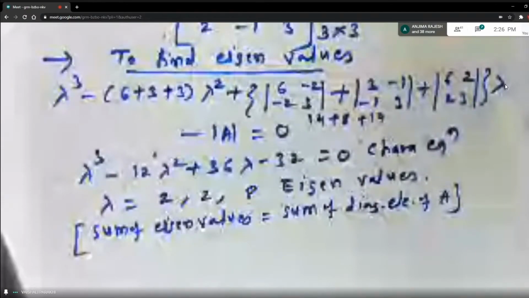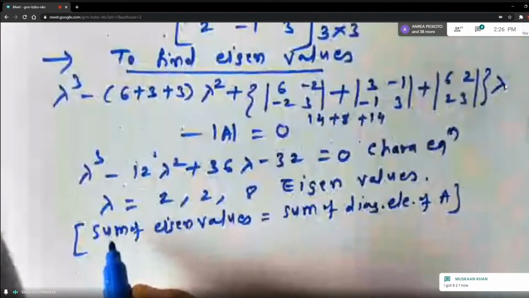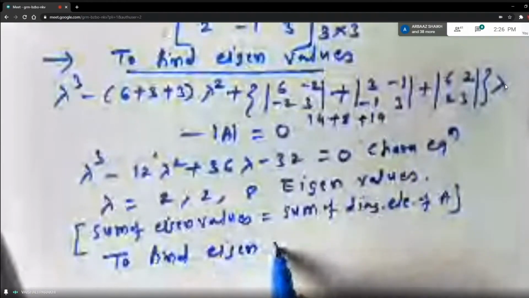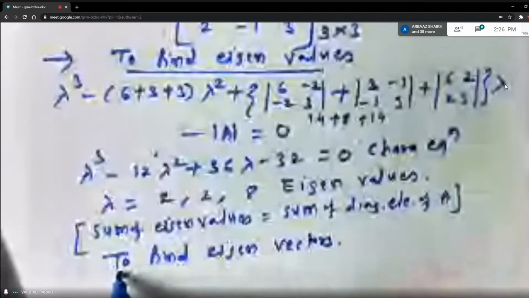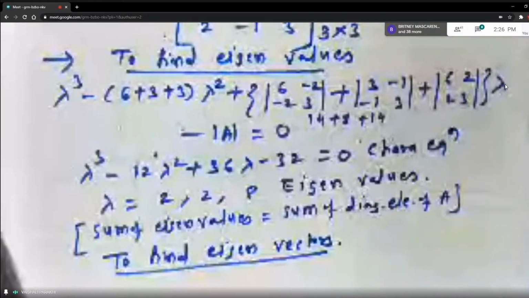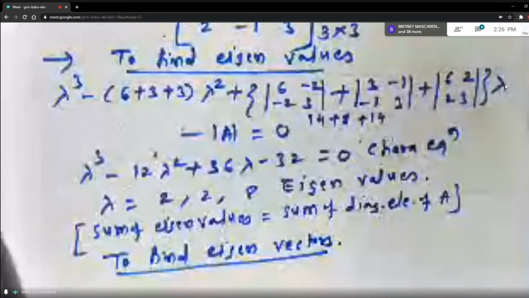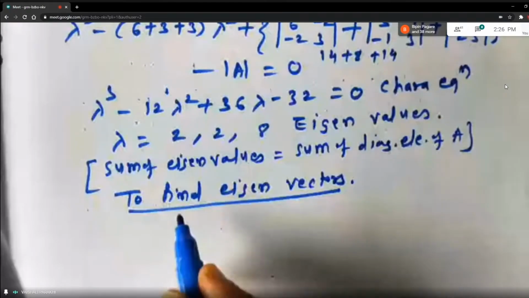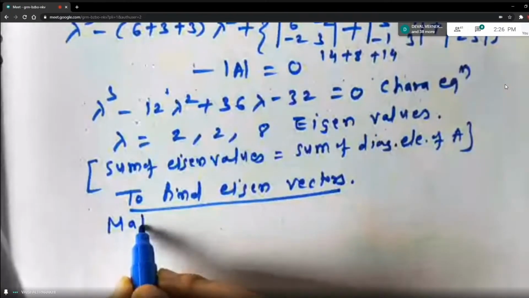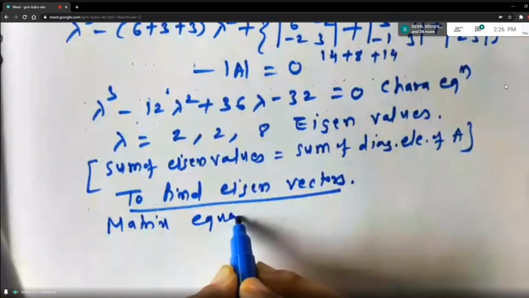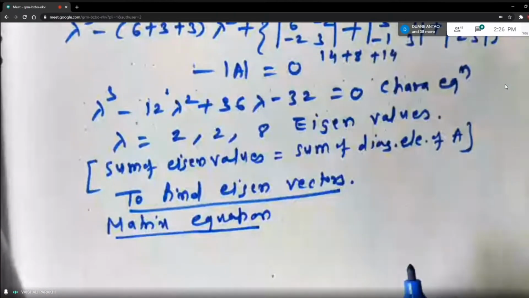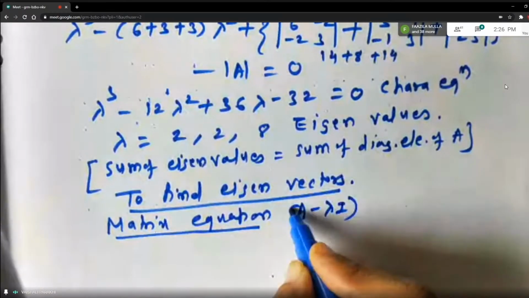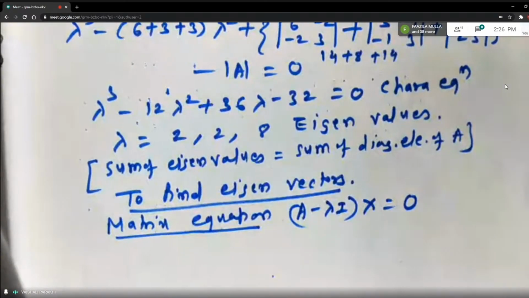Now once this is done, what is the next step, students? To find eigenvectors. How many eigenvectors should you get? 3 eigenvectors. 1 eigenvector for 1 eigenvalue, right? To find eigenvectors, what is the first step? You have to write the matrix equation. All these things we have done in the last class, right? What is the matrix equation? (A minus lambda I) x is equal to the null matrix.